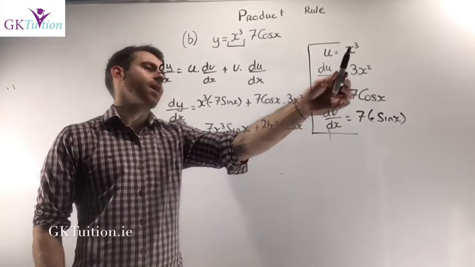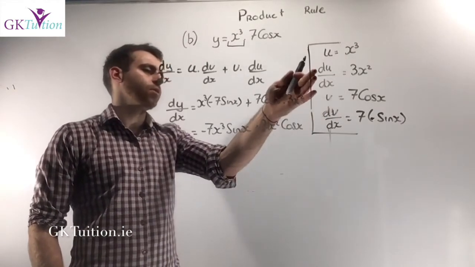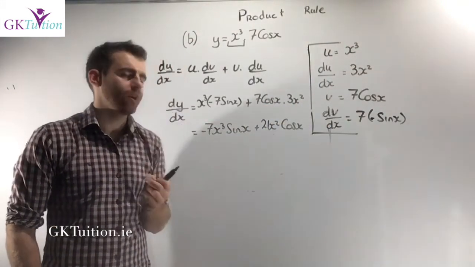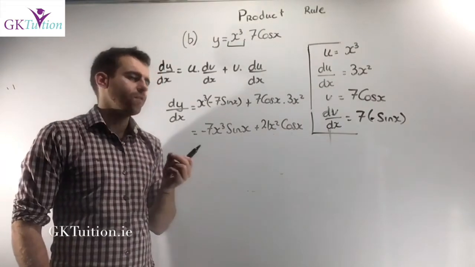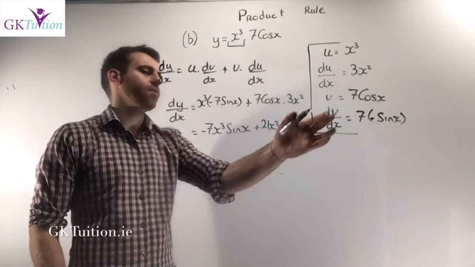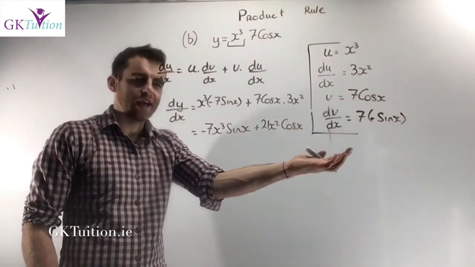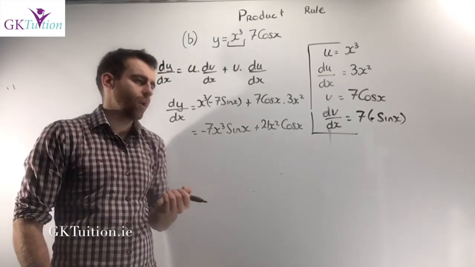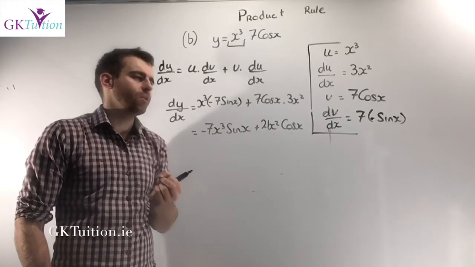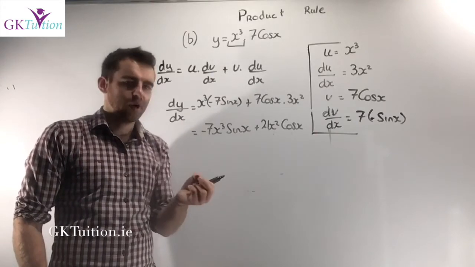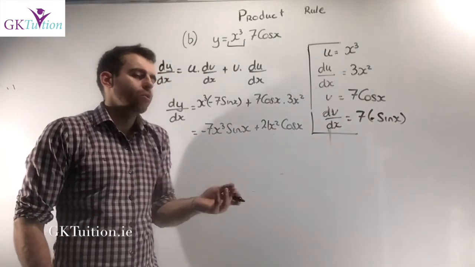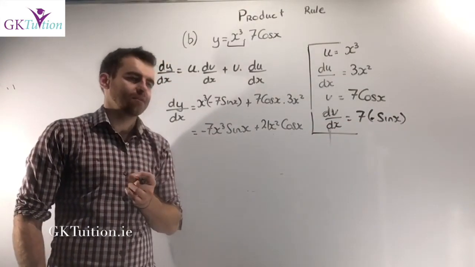In this case, u is x cubed, so for the derivative du dx, the 3 comes in front and the power decreases by 1, it's 3x squared. V is 7 cos x. 7 is just a coefficient, so it's more or less irrelevant, but I do just take it down and it's there in the derivative as well. And according to the maths tables, the derivative of cos x is minus sine x. So dv dx is 7 by minus sine x, or in other words, minus 7 sine x.